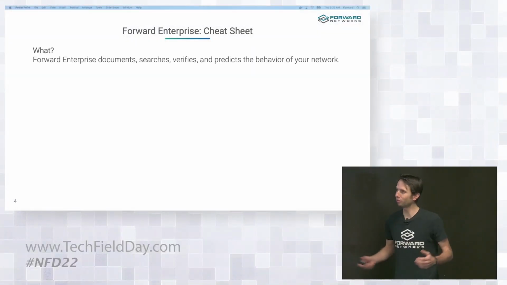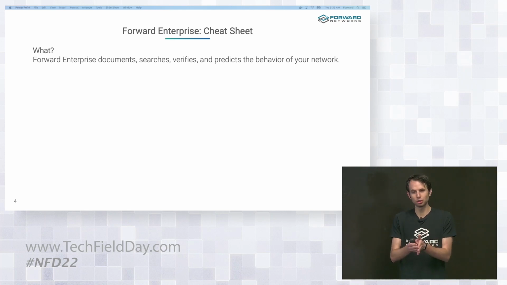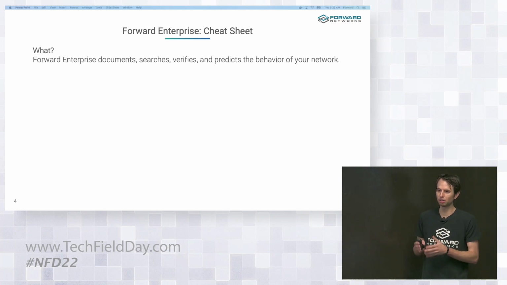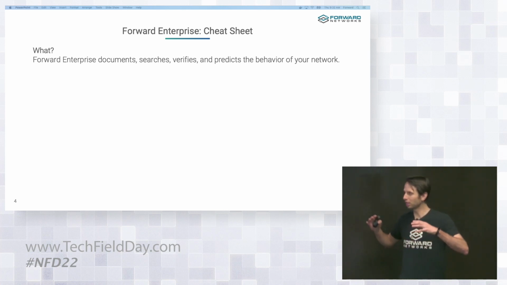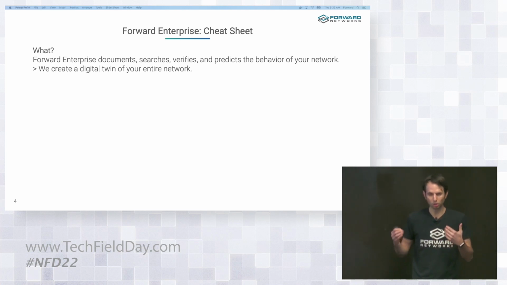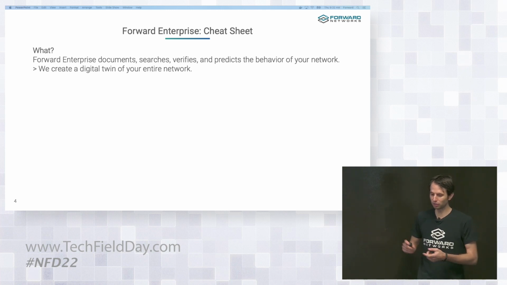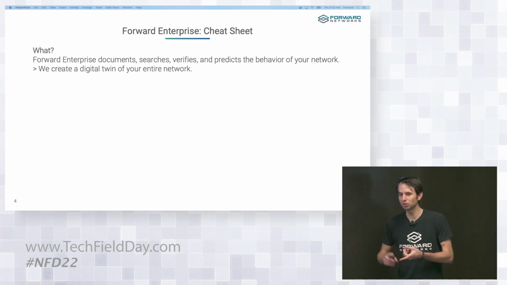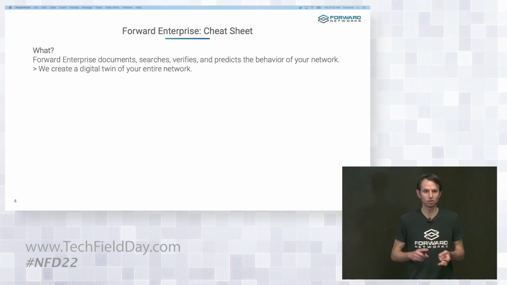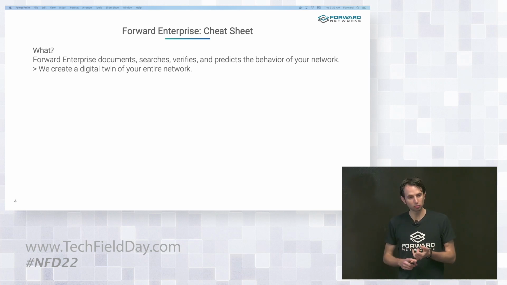Well, first off, what do we do? Our main product, Forward Enterprise, documents, searches, verifies, and then predicts the behavior of your network. In effect, we create a complete software copy or a digital twin of your network. Your entire network, and that covers everything that touches a packet: switches, routers, load balancers, and firewalls, whether those are virtual or physical, whether they're traditional or more in the SDN style, and whether they are on-prem or in the cloud.